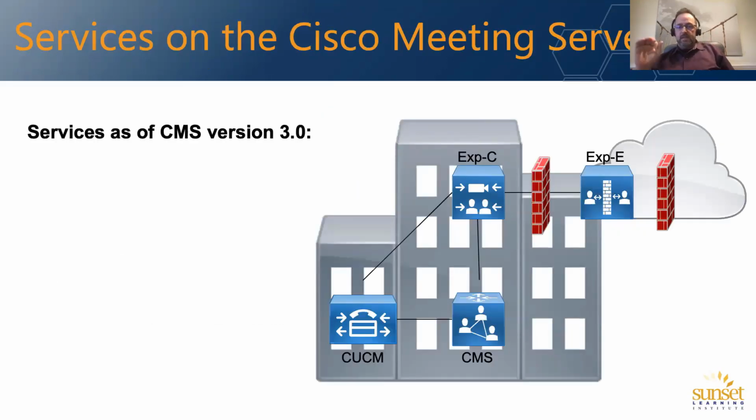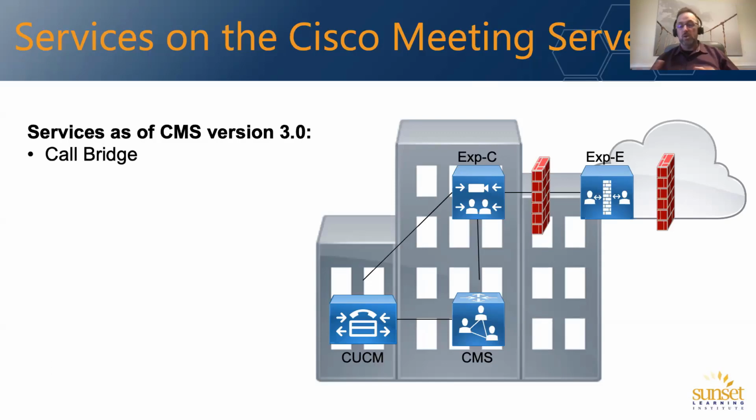Now, as of CMS version 3.0 and later, there are 4 different services that can be activated on a Cisco Meeting Server. The first and probably most predominant service of all of them is the call bridge service. This service is used to manage all call loads on the Cisco Meeting Server. Now, ideally, all the media for calls to a conference should reside on the same call bridge, right? If users are in the same location and if the required call capacity exists.